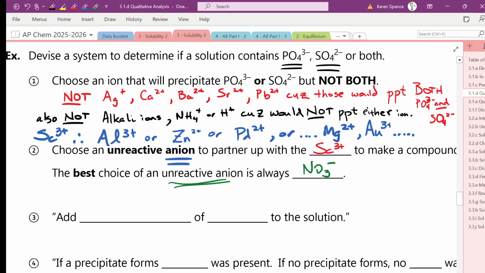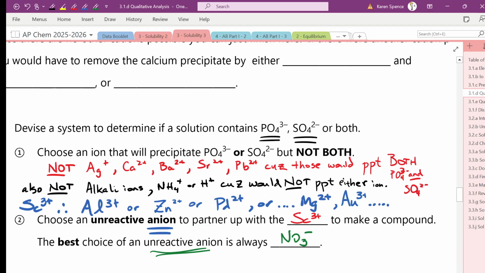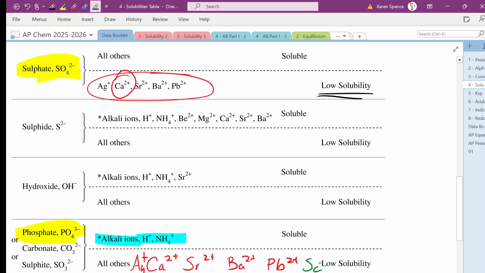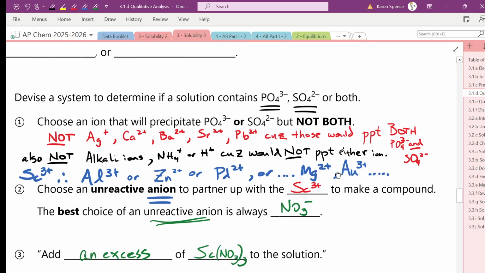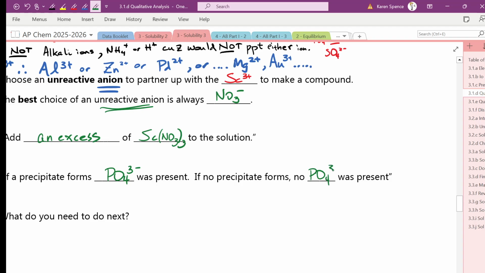So we are going to add how much? An excess of who? Scandium nitrate to the solution. If a precipitate forms, who was present? Now I have to go back and look at what we were looking at. We were looking at phosphate or sulfate. And if we added scandium, which is down here, that would precipitate with the phosphate, okay? If a precipitate forms, phosphate was present. If no precipitate forms, no phosphate was present. What do you need to do next?